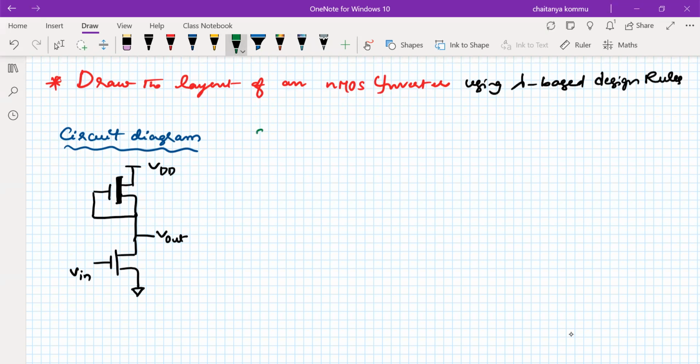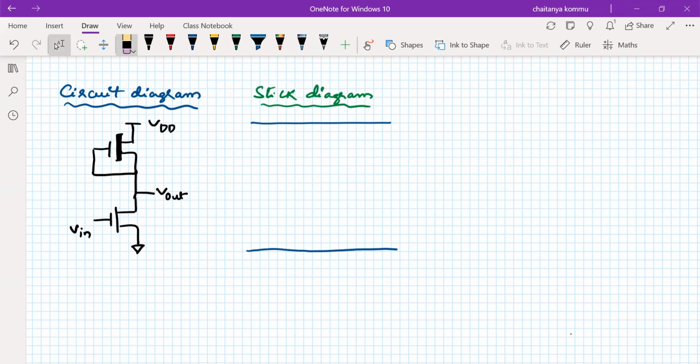I need to write the stick diagram. So the stick diagram contains the layer information about the elements and their interconnections with the color codes, right? So for that, I have to draw the power lines with the help of the blue line for the power supply VDD, and this is for the ground. It's not like that. Okay, a little bit better.